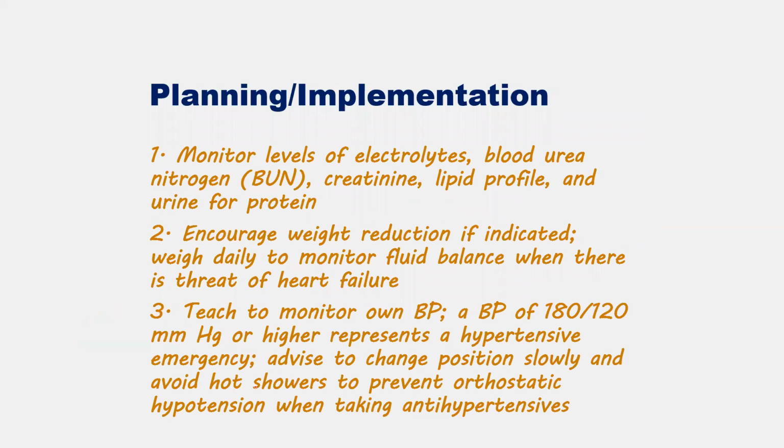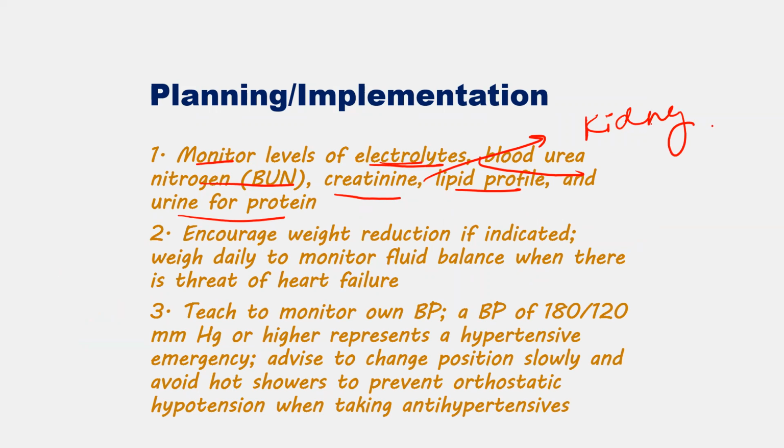Now moving on to the planning and implementation. So what is the planning that we will do for the patient? After measuring the BP, after seeing all the risk factors, we will then monitor the levels of electrolytes in the body. For example, we will check blood urea nitrogen, the creatinine level, lipid profile, and urine for protein. If we check the blood urea nitrogen and creatinine, we look at the kidney functioning, so that we can advise the medicines according to that.